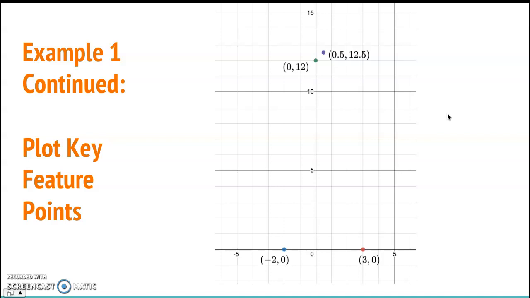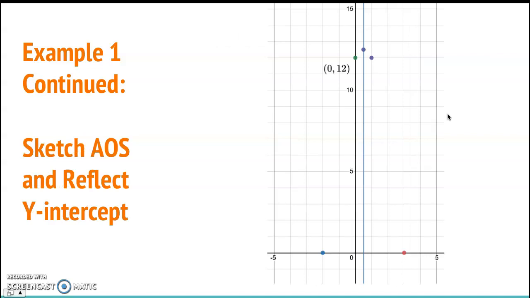As we discussed when we did standard form and vertex form, the goal is to try to have at least 5 key points. Sometimes the key features will only produce 3 points for you, and we saw different scenarios of that when we were doing standard and vertex form. But right now, since we have 4, we can easily reflect our y-intercept, if we have one, across the axis of symmetry.